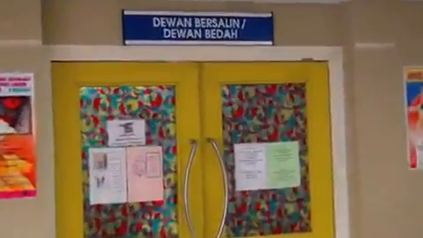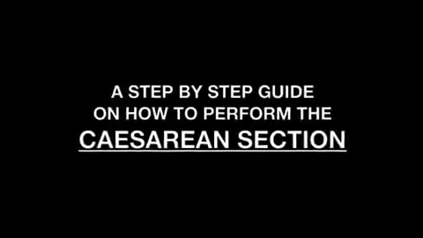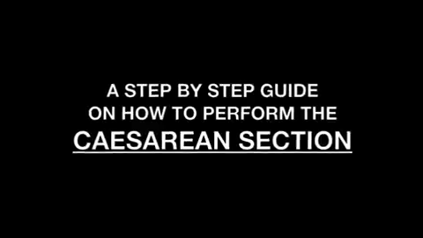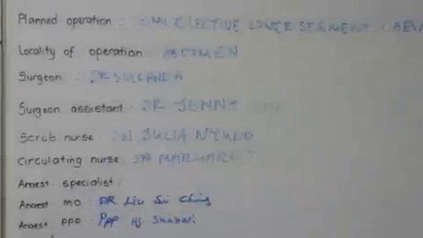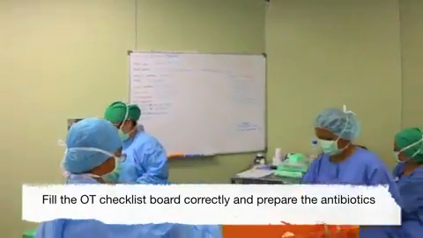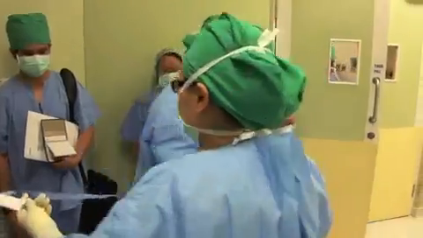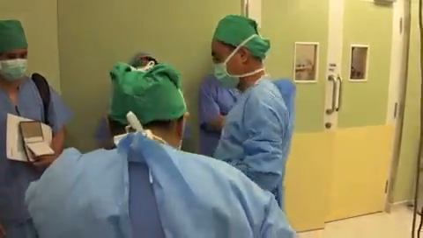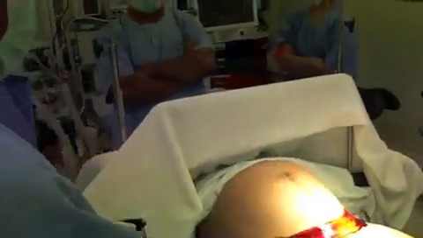Today, we present to you a step-by-step guide on how to perform the caesarean section. Firstly, the OT checklist board must be filled correctly and the antibiotics prepared. Ensure proper technique of scrubbing and gowning, and then the area of the abdomen is cleaned with povidone from the incision site first and last to the perineum.